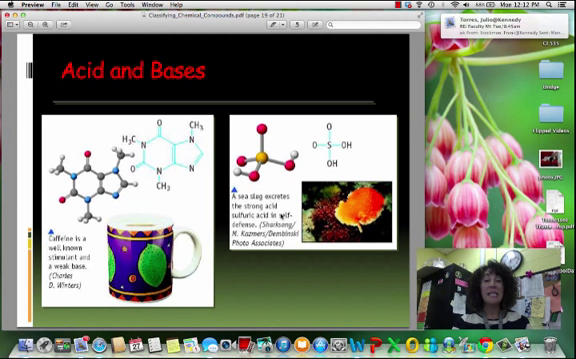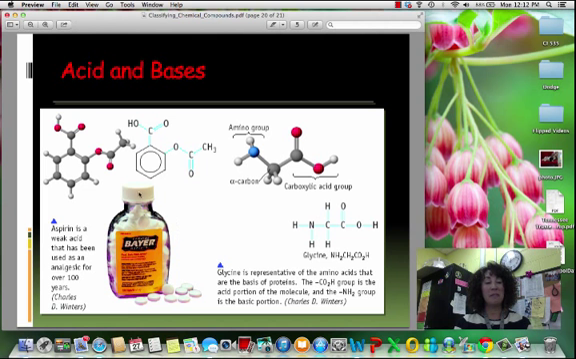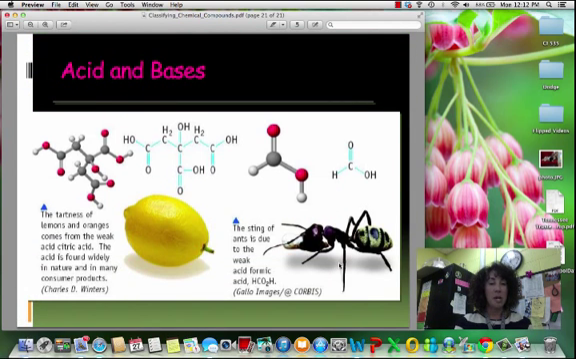Now, this is interesting. Sea slugs excrete strong acids as a form of self-defense. And some other little tidbits of information. Aspirin, it's a weak acid. Glycine, which is an amino acid that helps make up proteins, is in the acid portion of the molecule. Lemons and oranges get that weak acid from citric acid. And the reason that ants' stings really irritate is because it's an acid that they inject into you.